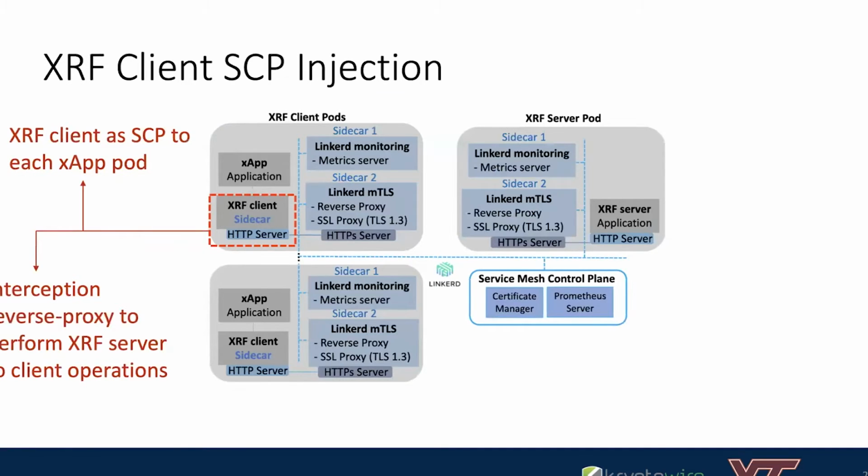And so we actually tested this, and we did a quasi integration with a service mesh solution, in this case, the Linkerd service mesh solution. Essentially, you see the XRF client here that is attached to the XApp as a sidecar proxy, serving as an interception reverse proxy to perform these XRF server to client operations. And just to show that this is possible to synergize with the existing data planes of the service meshes, we also have this mutual TLS sidecar proxy that Linkerd injects upon request.